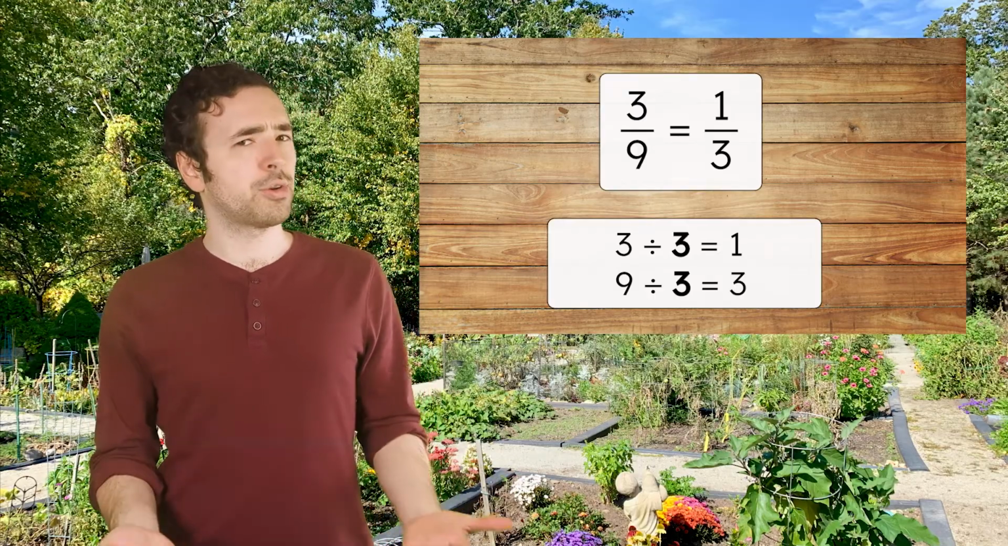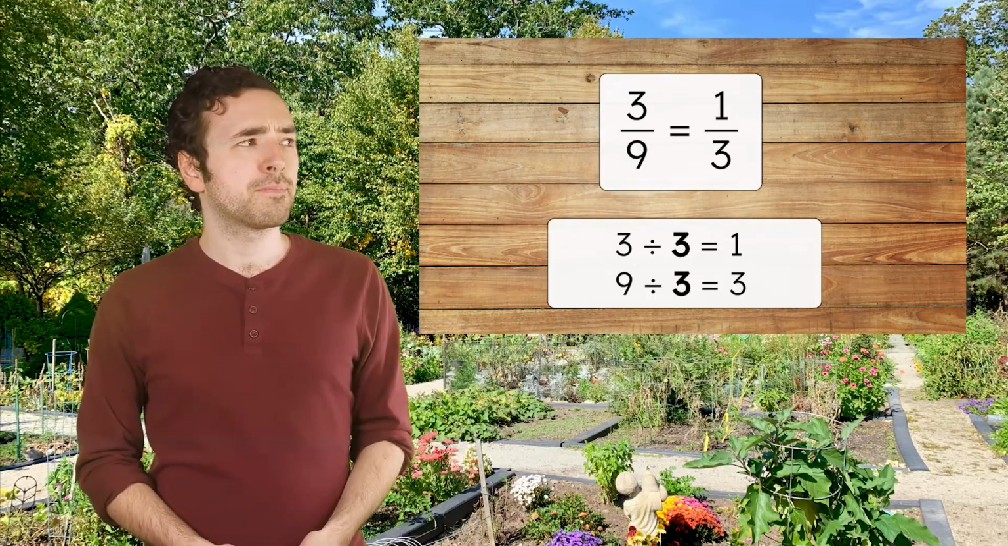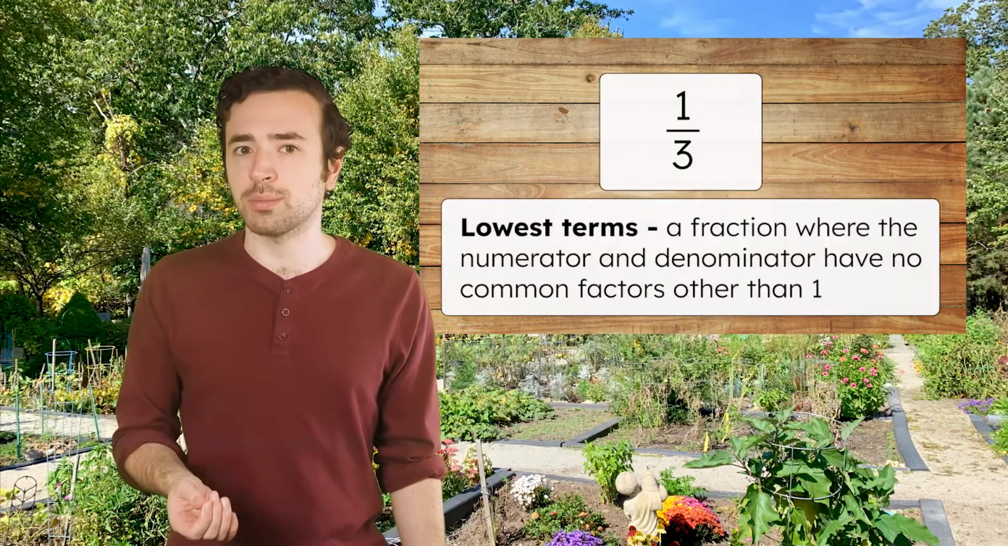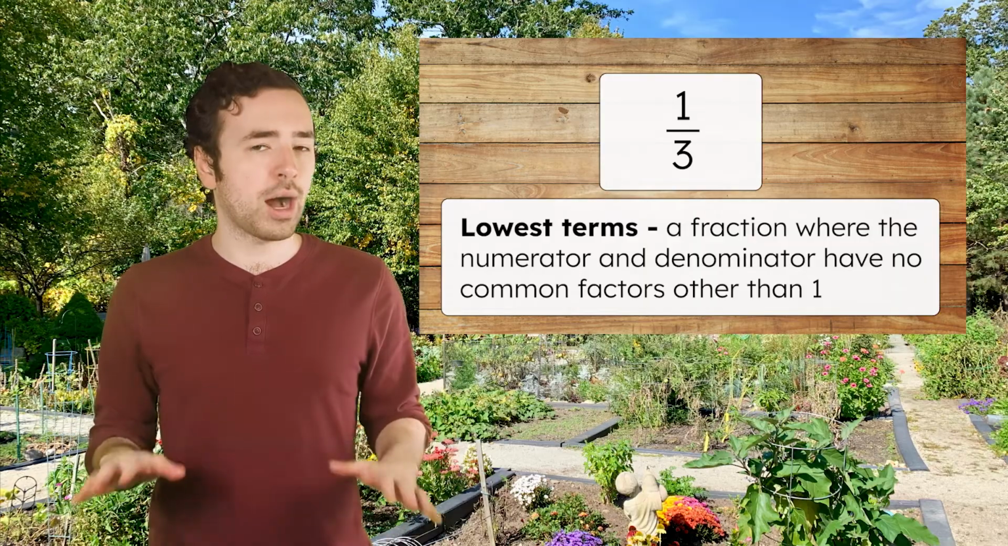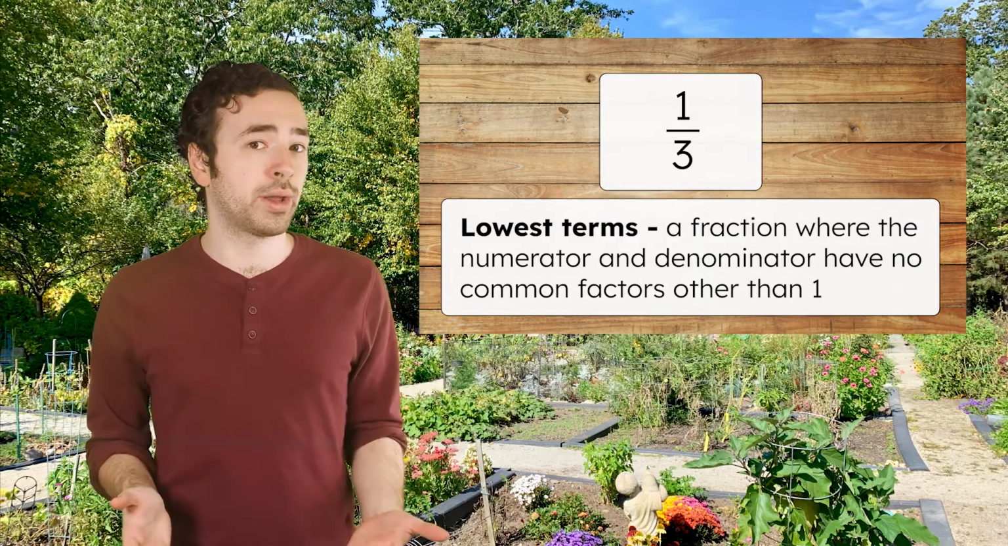Can 1/3 be simplified? Well, are 1 and 3 divisible by any of the same numbers? Just 1, which means 1/3 is the simplest form of 3/9. 1/3 is also using lowest terms, where the numerator and denominator of a fraction have no common factors other than 1.